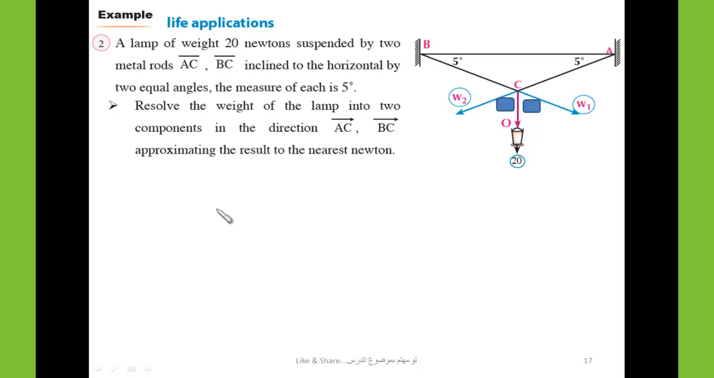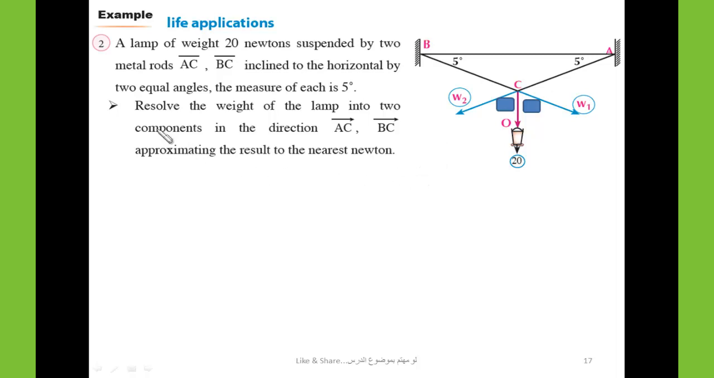Here we have a live application: a lamp of weight 20 newtons, suspended by two metal rods AC and BC, inclined to the horizontal by two equal angles. The measure of each is 5 degrees. So we can deduce that triangle ABC is an isosceles triangle.